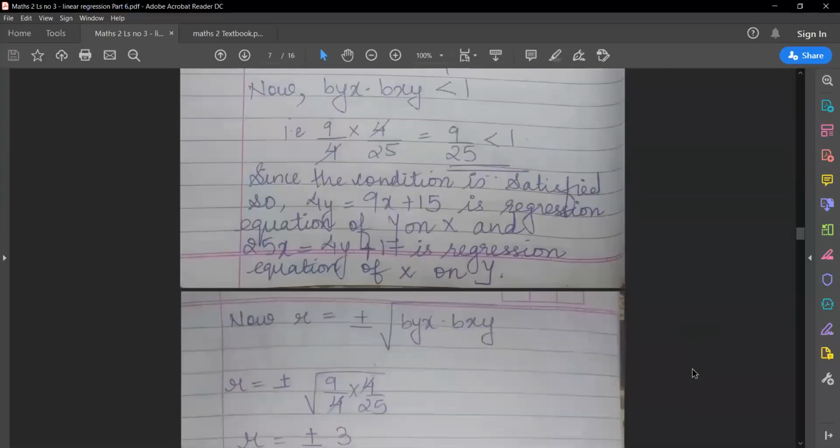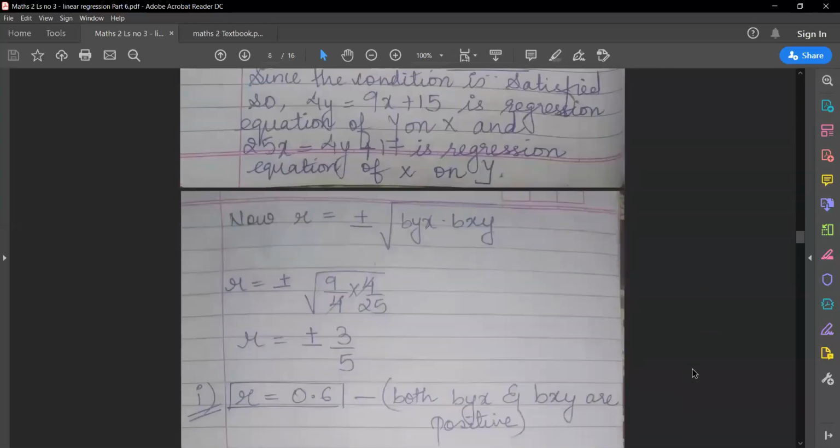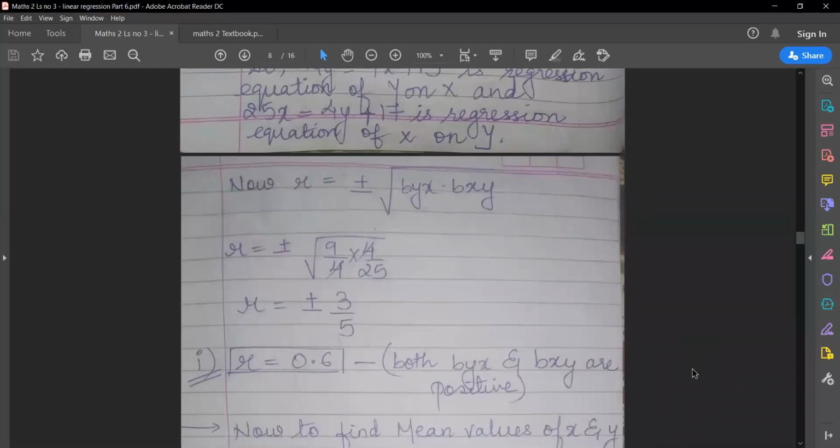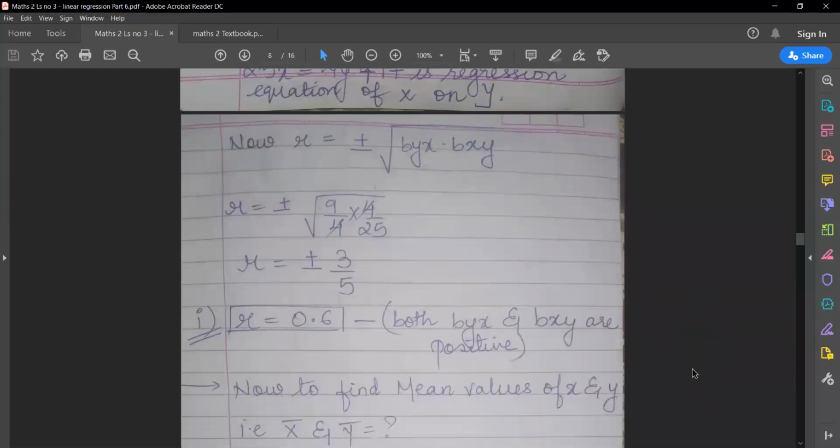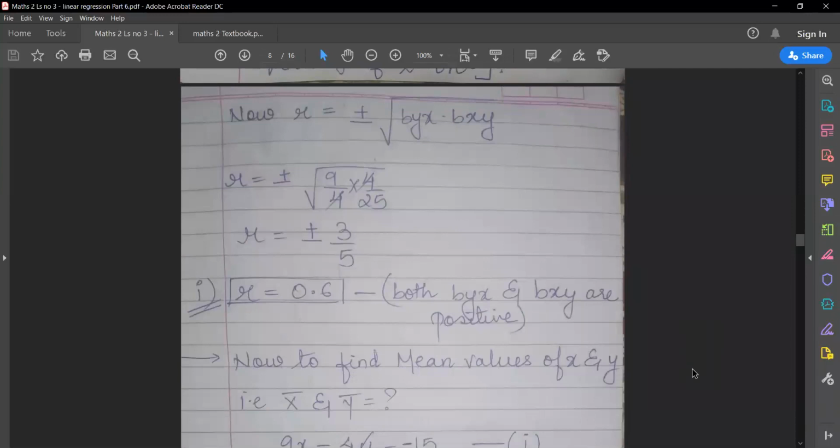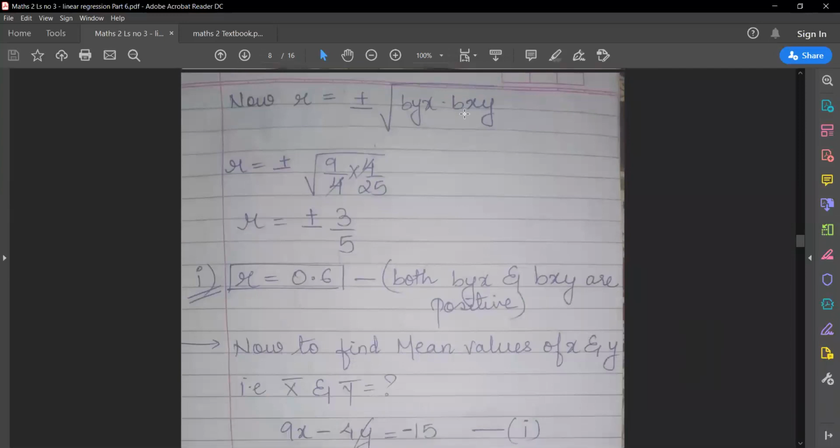Now once you know which are the regression coefficients, then automatically you can find the value of r. So r is equal to plus minus root of byx into bxy. So r is equal to plus minus square root of 9 by 4 into 4 by 25. So 4 gets cancelled. Root of 9 is 3. Root of 25 is 5. Answer is plus 0.6 because both byx and bxy are positive.